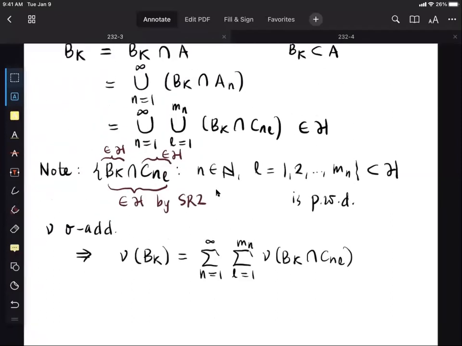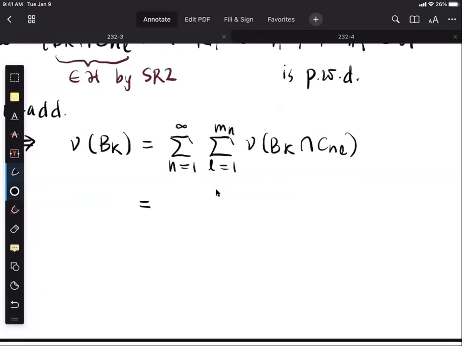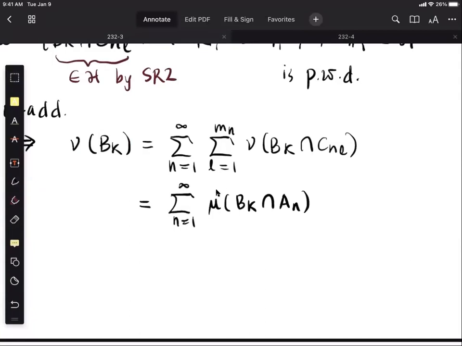Okay, now if you look at the second equation here, B sub k intersection A_n is an element of rho of H. So by the definition of the content mu, this is equal to, so the outer sum is the same, but the inner sum would be replaced by mu of B sub k intersection A_n. And we could do this because this is an element of the ring. B sub k is in the ring, A sub n is in the ring, therefore the intersection is also in the ring. Okay, so that would be the first equation.